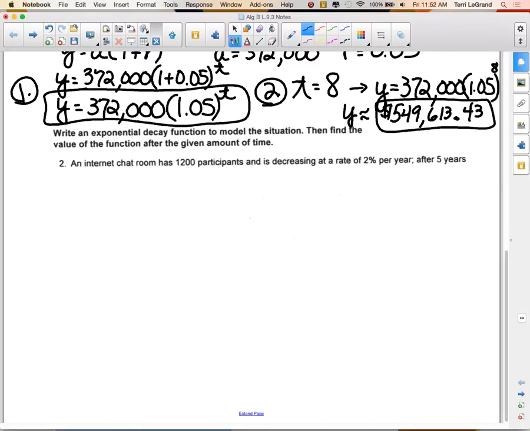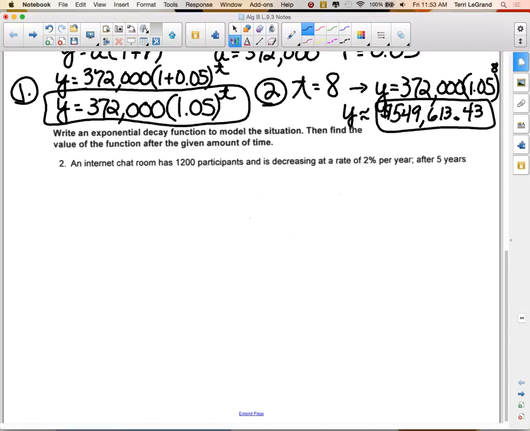Okay. Should we expect our answer to be something like that? Is it reasonable? Yes. Why? Because it's in the ballpark. Why is it in the ballpark? It's in dollars and cents. It's bigger than 372,000, and it says increasing. That's a really good reason. It's bigger than 372,000 and it says it's increasing, so it better be bigger.